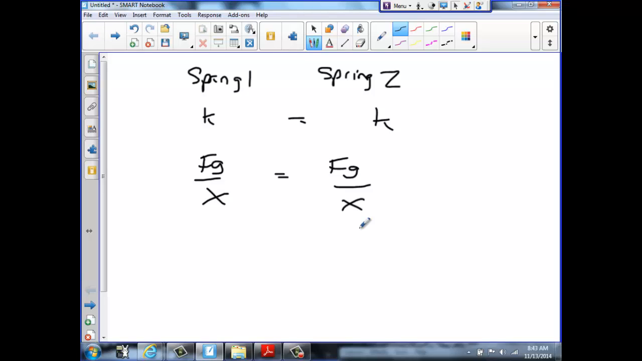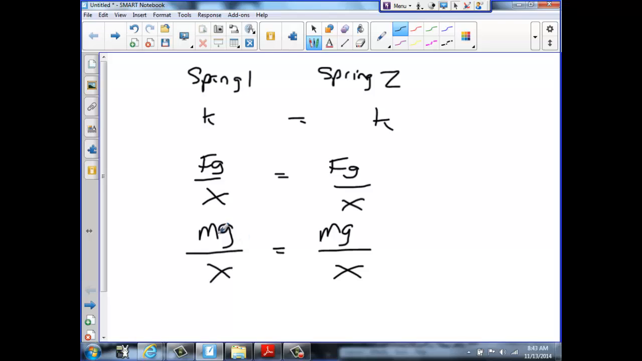Does that make sense? Their K constants are supposed to be equal to each other. Therefore, their FG divided by X's should be equal to each other. Well, how do we calculate FG? It'll be mass times gravity divided by X.